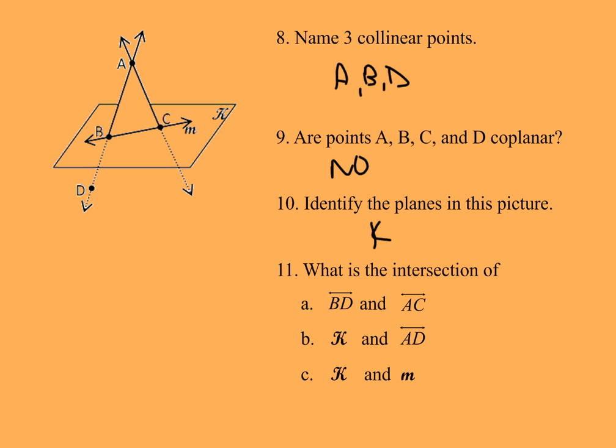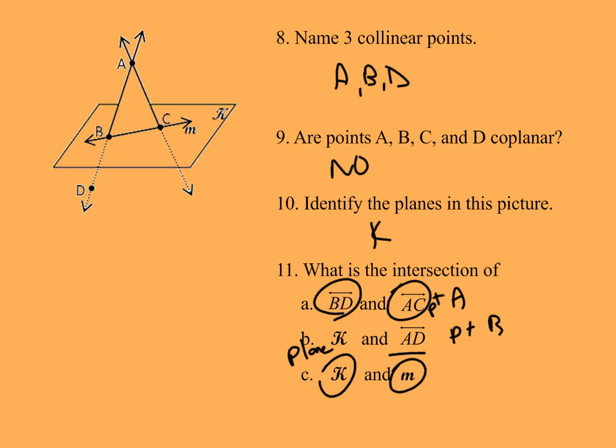What is the intersection of BD and AC? Well, BD and AC are going to meet at point A. What should tip me off is that this is a line and this is a line, so it better be a point for an answer. Next, K and AD. This is a plane and this is a line. Plane K and BD are going to intersect at point B. Then K and M: notice how M is on K, so I'm just going to say line M, because that entire line is on the plane.